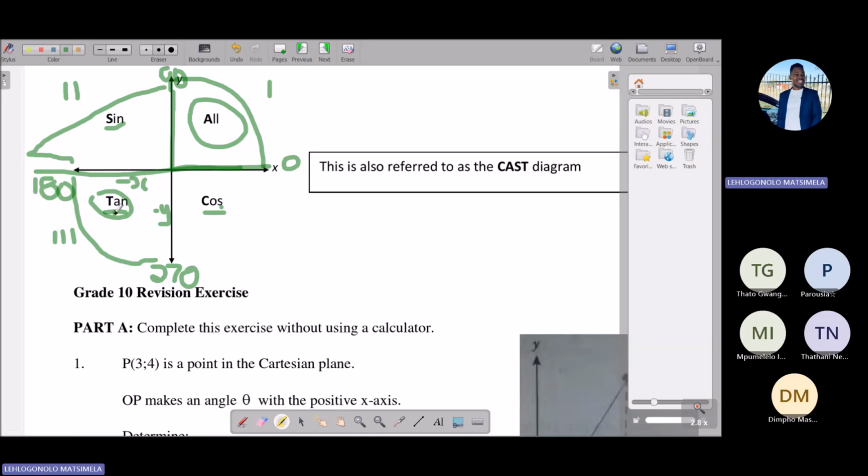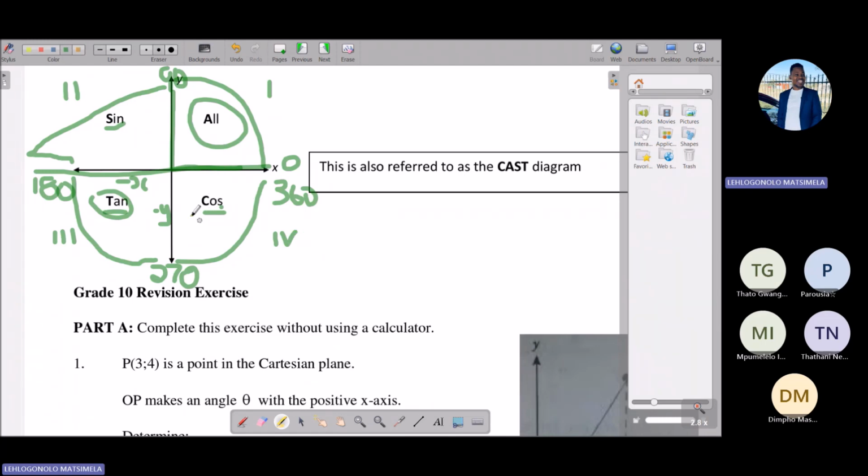That's why we say tan here is positive. Then we go from 270, we add another 90, and we get 360. Now when we get 360, this is quadrant number 4. In quadrant number 4, it's only cos that is positive. It means the value of tan here is negative, and the value of sine here is negative.